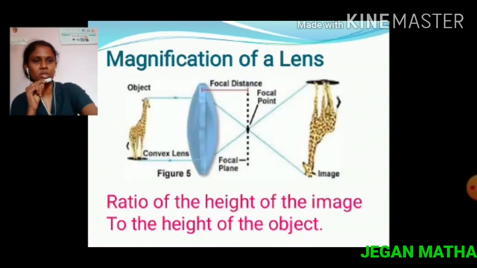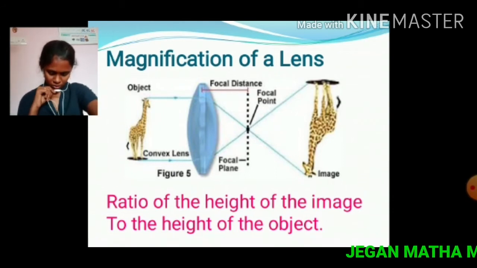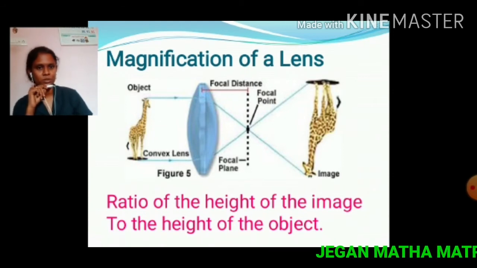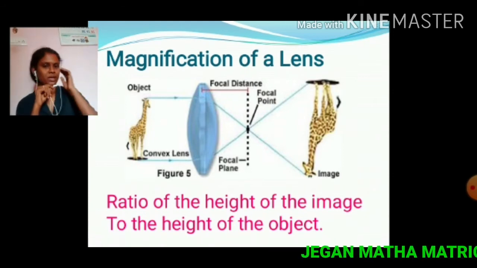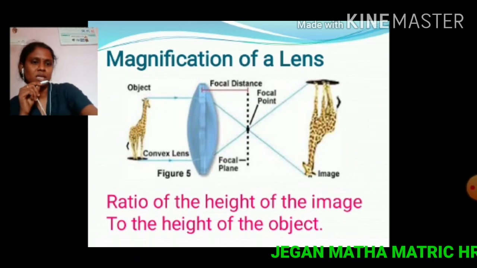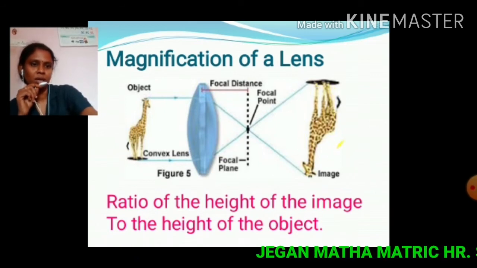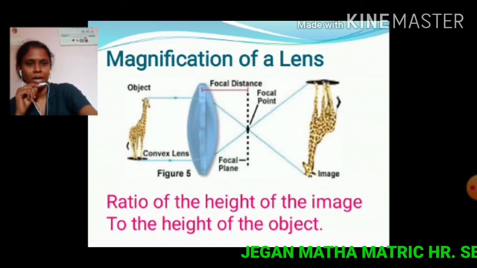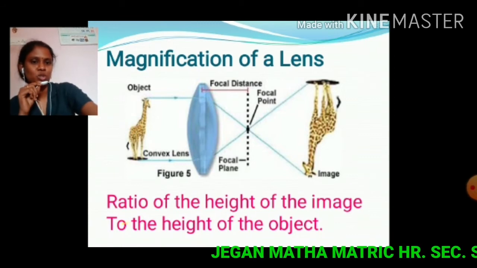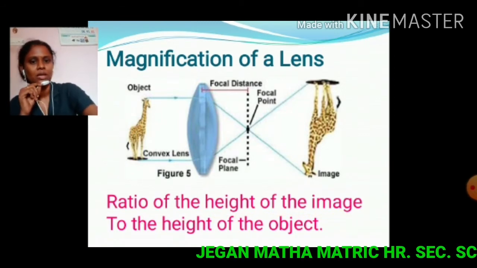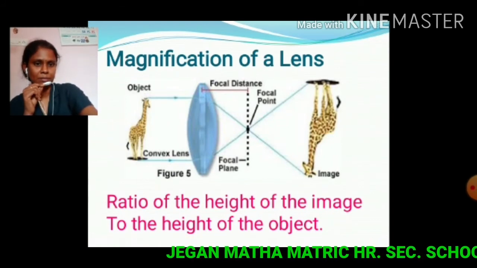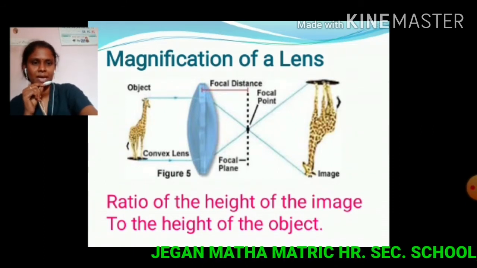Next, magnification of a lens. We have magnification for spherical lenses. Spherical lenses produce magnification, and it is defined as the ratio of the height of the image to the height of the object. Consider the height of the image is h dash, then the height of the object is h. So magnification is the ratio of the height of the image h dash to the height of the object h. Magnification is denoted by the letter m, small m. So m is equal to h dash by h.